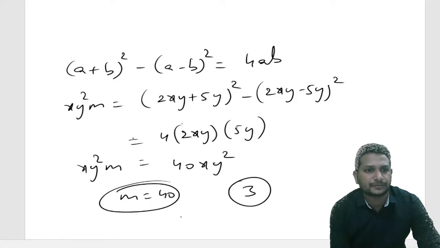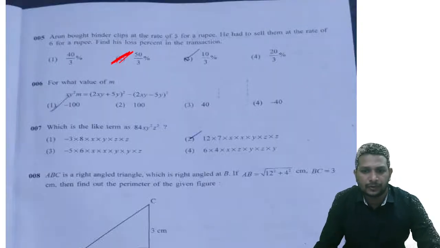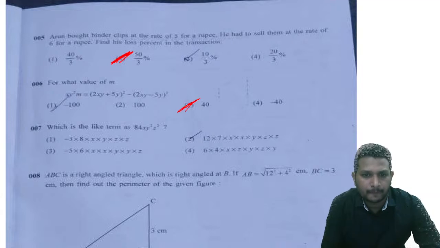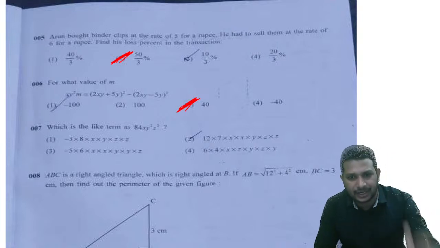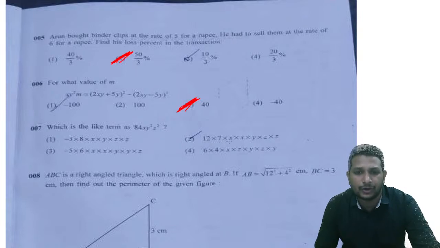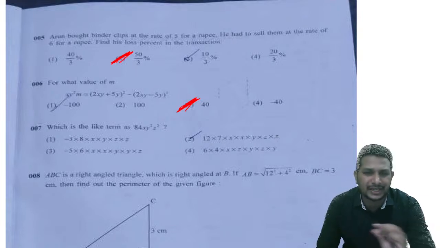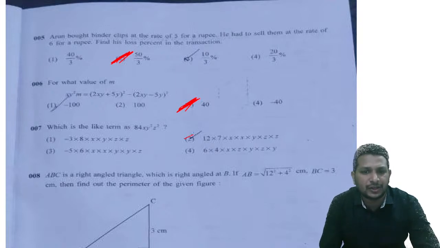Okay, next. Let's see the next question. Which is the like term for 84xy square z square? Actually, this question is not a correct one because we don't have an exact answer. If you look at the options, the closest answer is option 2 because 12 into 7 is 84, x square y z square. Almost a close enough answer. So the answer for this question is option 2.